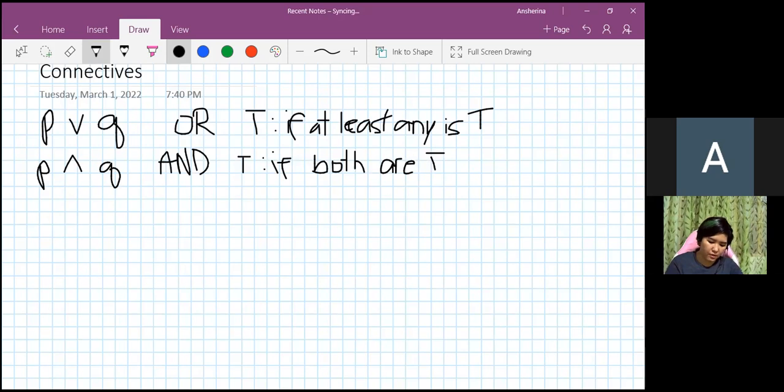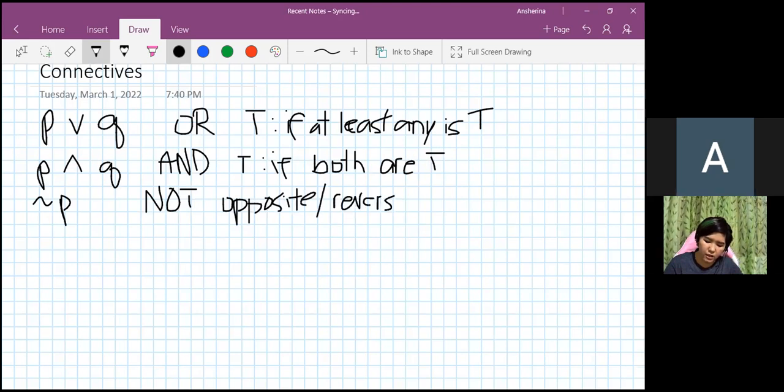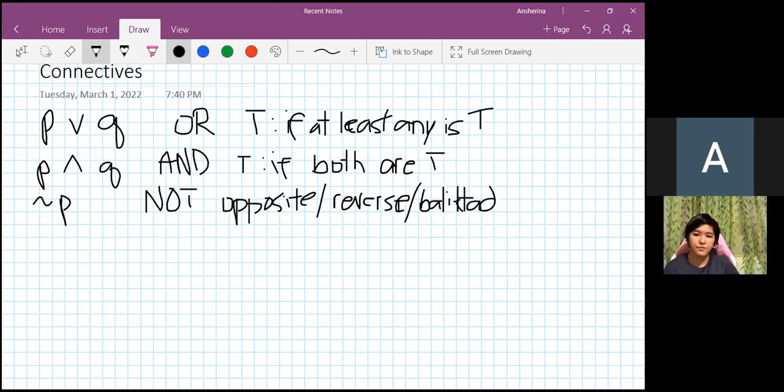Next, we have the negation or the not operator. What will we do here? We will just do the opposite, okay? Opposite, reverse, or baliktad. Some of you wrote it in Tagalog, which is what others do.